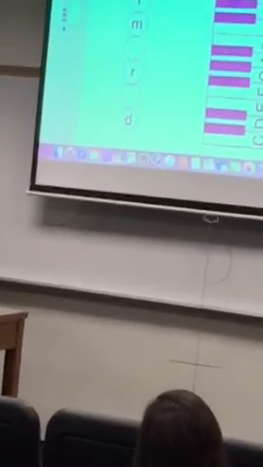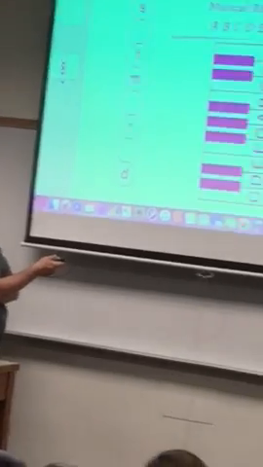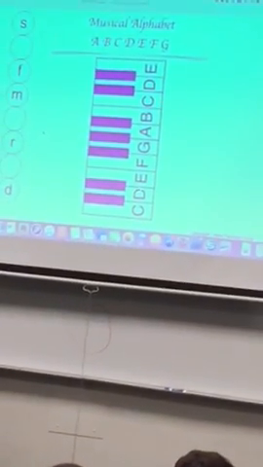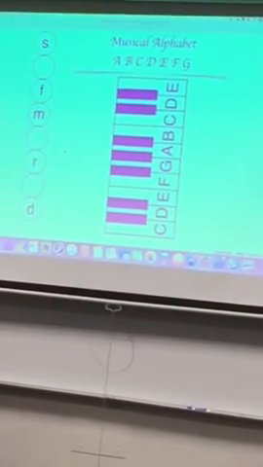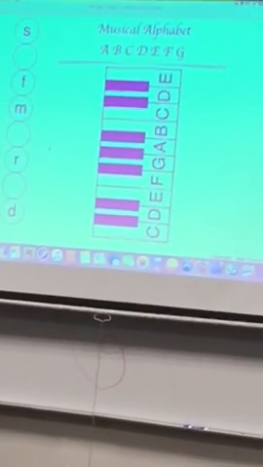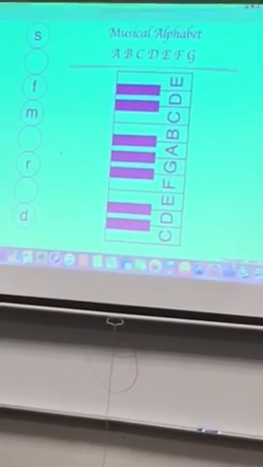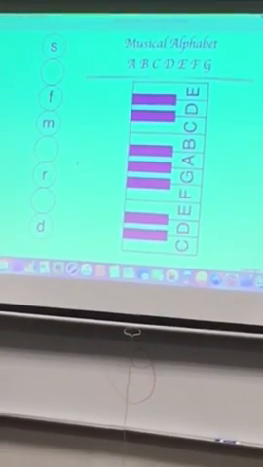Fa is, and then we go through the whole thing. Okay, good. Let's start on this note right here. C to D is a whole step. D to E is a whole step. E to F is a half step. F to G is a whole step.